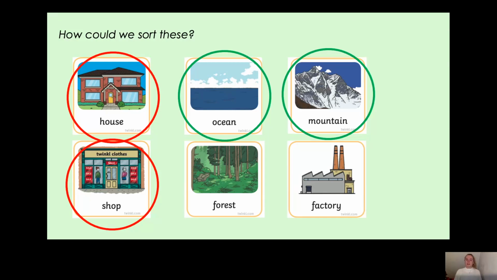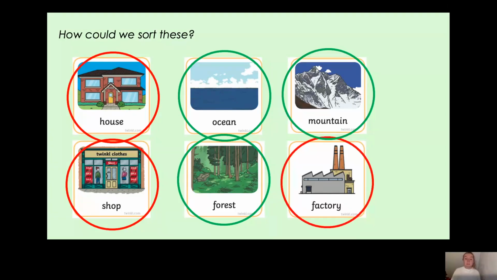Well done. Now the next one, a forest. Has a forest been built or is it natural? Yes, that's right, it's natural. So therefore it is a physical feature. And lastly, we have the factory. Now, has the factory been built by humans or is it natural? Would it be there even if there were no humans? Yes, you're right. It is a human feature because it's been built by humans. Fantastic, well done. So look at all these different human and physical features, and there are lots of others.